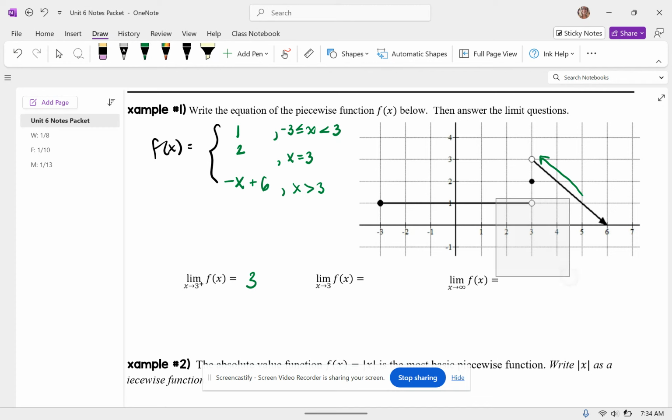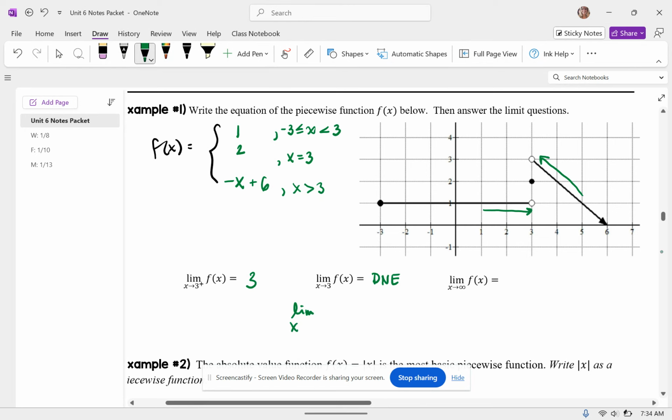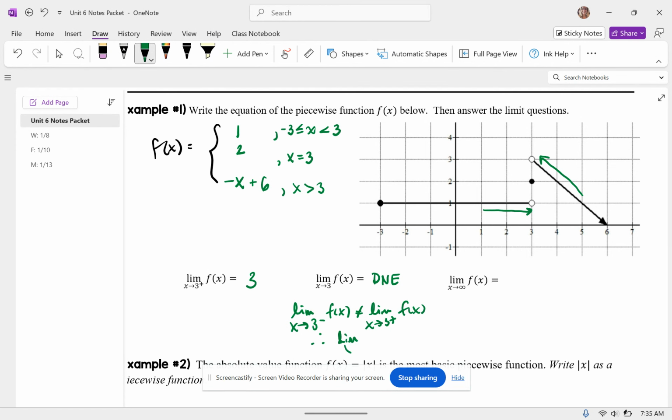That means you have to examine the limit from the left and the limit from the right. It does not exist. And you have to write the reasoning why. The limit as x approaches 3 from the left of f of x is not equal to the limit as x approaches 3 from the right of f of x. Therefore, the limit as x approaches 3 holistically of f of x does not exist.